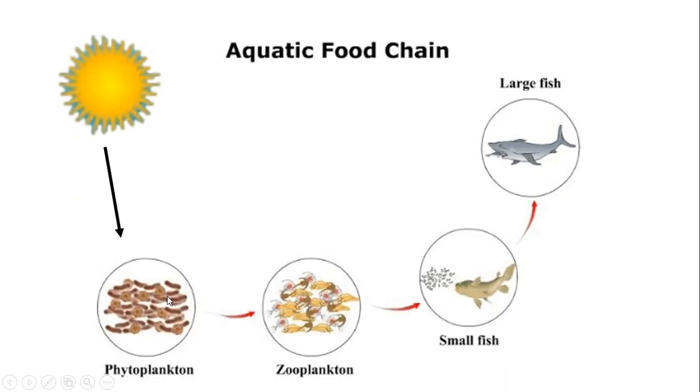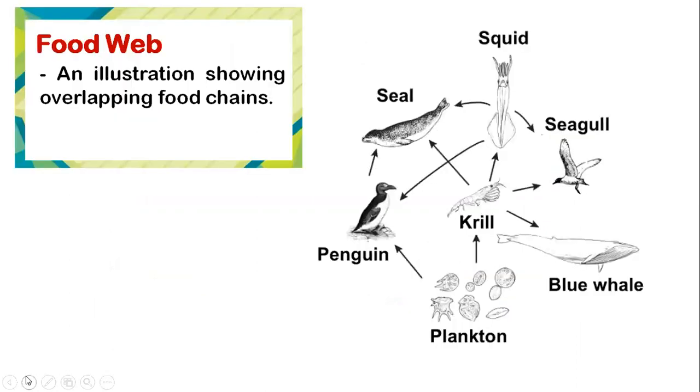Then phytoplankton is the producer. Zooplankton is the primary consumer. Small fish, the secondary consumer. The tertiary consumer is the large fish. In this particular food chain, the decomposer or the detritivore is not being shown. Let's proceed to the food web. A food web is an illustration showing overlapping food chains.